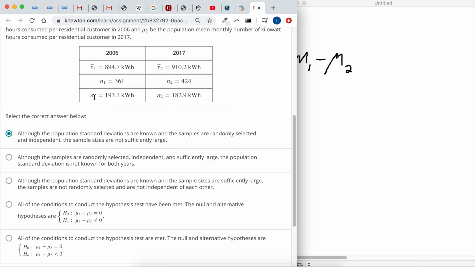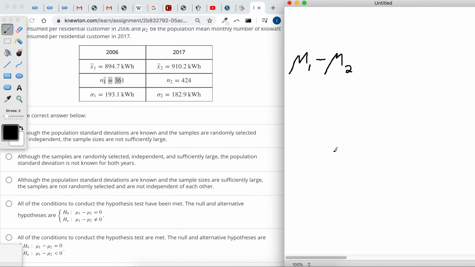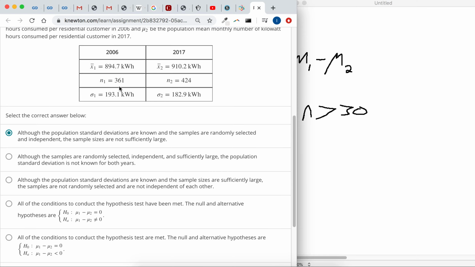We're supposed to select the correct answer. First one says, although the population standard deviations are known and the samples are randomly selected and independent, the sample sizes are not sufficiently large. They are. The general rule of thumb is for the central limit theorem to kick in, usually we want n to be greater than 30. That's a little bit arbitrary. It could be n greater than 40. The bigger the sample size, the better. Usually 30 is the threshold.